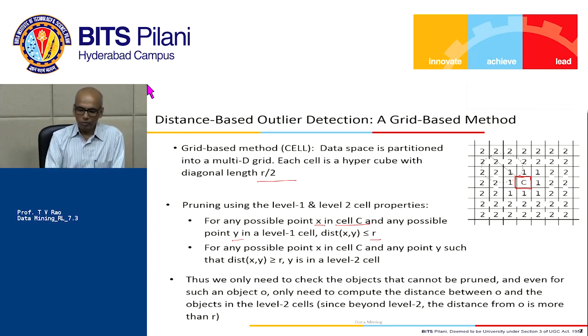So now we have pruned several objects, several cells, and we only need to check the objects that cannot be pruned. Even for such an object which is not pruned, we only need to compute the distance with the objects in the level 2 cells, because beyond level 2 cells we are never going to get a neighbor. In that sense, we have highly pruned data, and from there we have a limited set of calculations to detect the outliers.